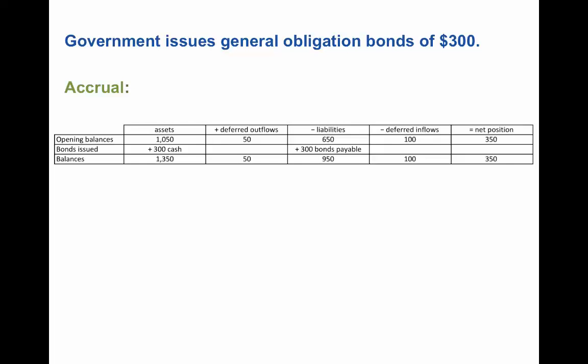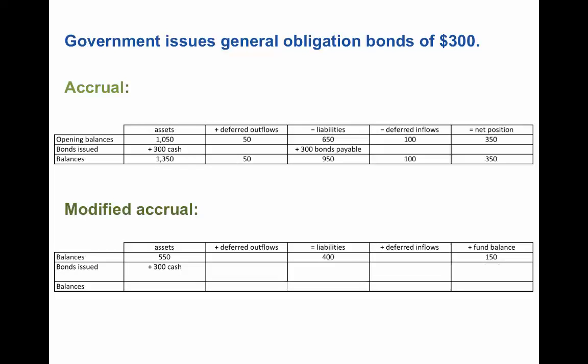So again, there's no impact on the net position of this government. It's in the same position it was before. It has more in cash, but it also owes more. From a modified accrual perspective, they have the $300 in cash, which is actually reported under modified accrual as an other financing source. It's an inflow of resources that is not revenue. It's a flow of current financial resources into the government, but we don't, even under modified accrual, treat bond proceeds, the proceeds of borrowing, as a revenue.